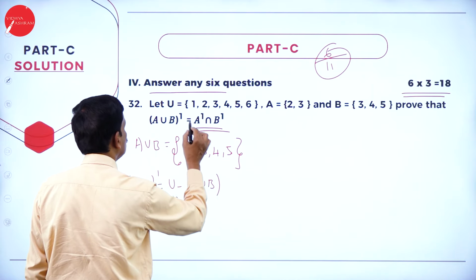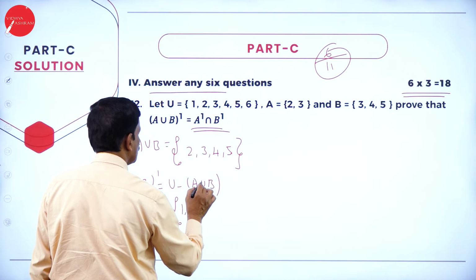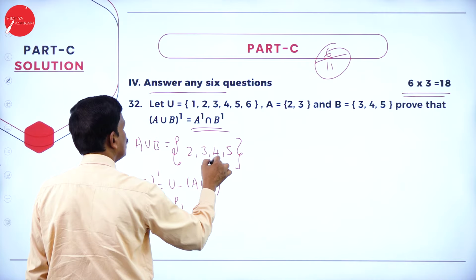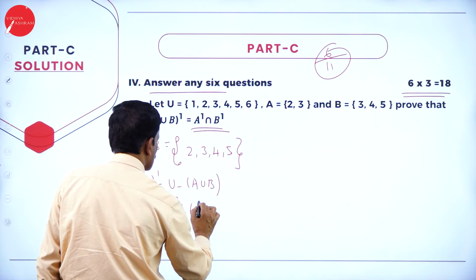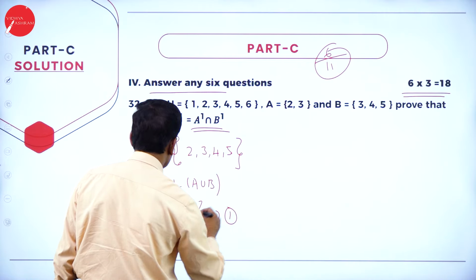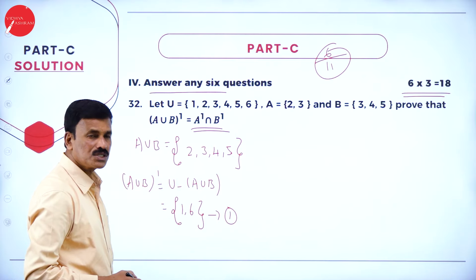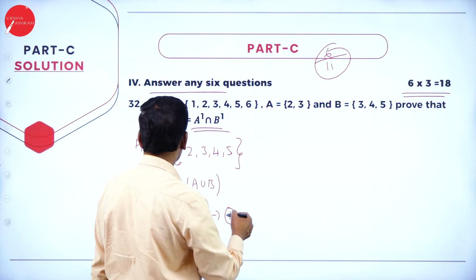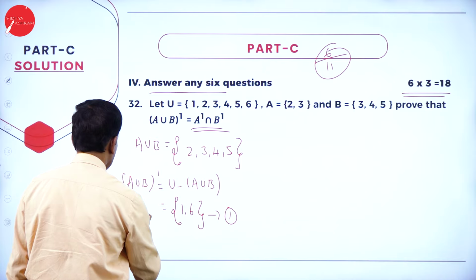In U we have 1, it is not in A union B. 2 is there, 3, 4, 5, and 6 is not there. So, (A union B)' is equal to {1, 6}. Let us consider this as the LHS, equation number 1.